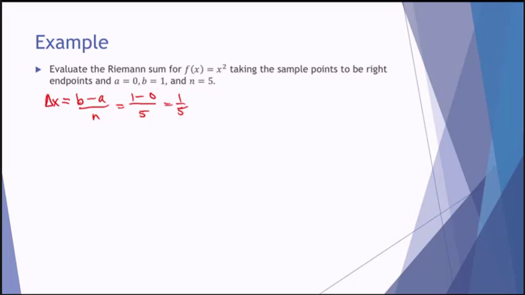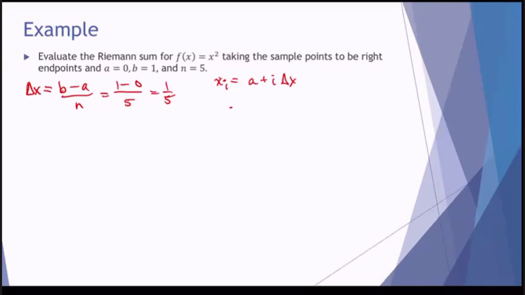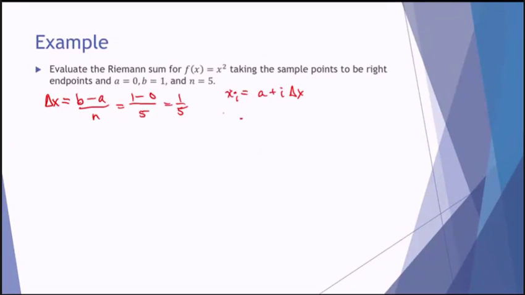We also need to calculate our x's. So x sub i is a plus i delta x, right? That's how you find x sub i in general. So x sub 1 is going to be: a is 0, i, in this case, notice that's the index, is 1, and then delta x we just said is 1/5. So in other words, that simplifies down to 1/5.